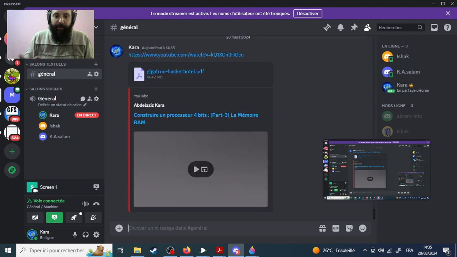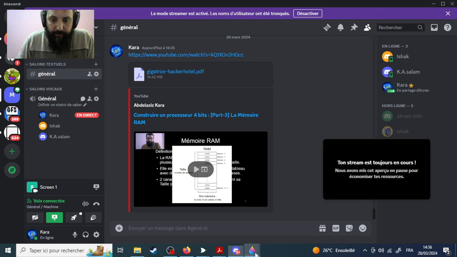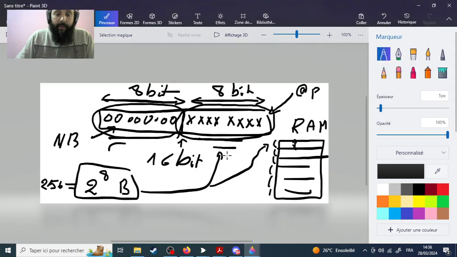I explained very well the main idea of segmentation. There are different modes. I will give you an example when we program in assembly. In assembly, sometimes you need to access memory. I don't know, do you remember the MIPS architecture? Do you remember the MIPS architecture?